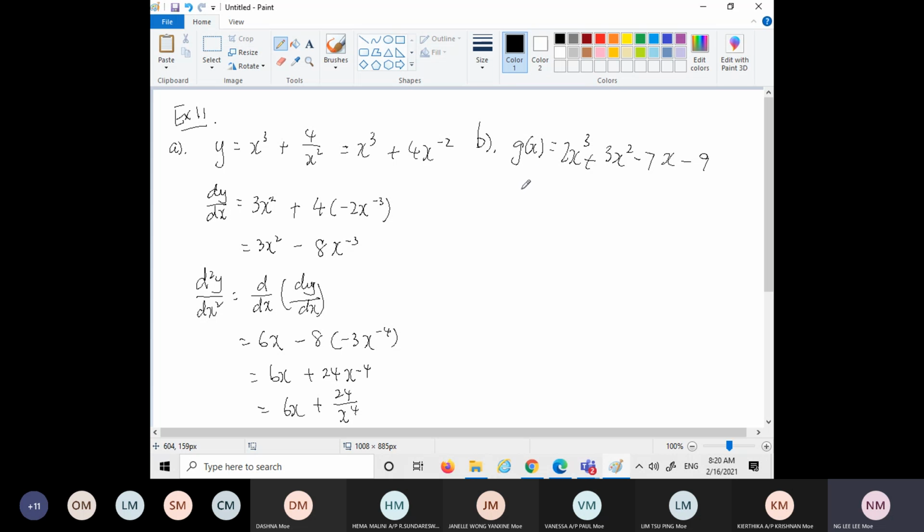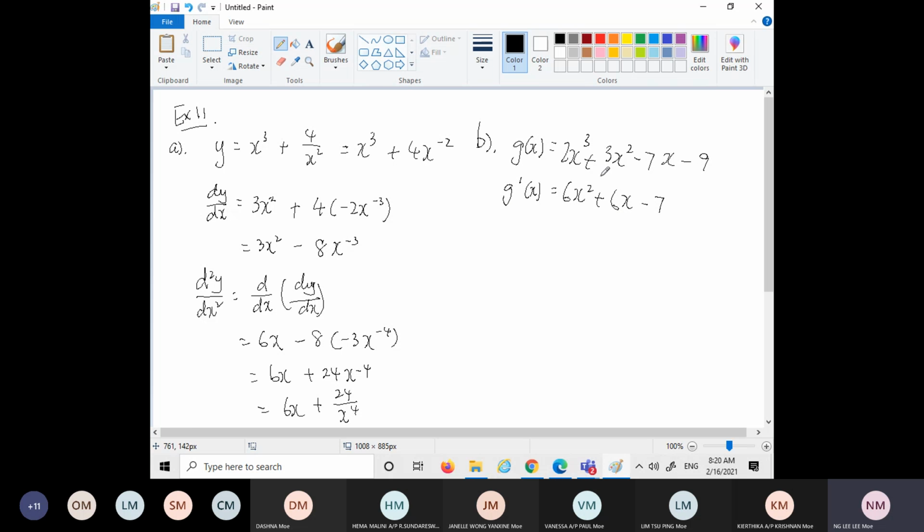Okay, first of all, they ask you straight away to find g double prime of 1/4. Before that, I have to find g prime x, which means differentiate the first time. 3 times 2, 6. Power minus 1: 3 minus 1 is 2. 2 minus 1 is 1, no need to write. Differentiate negative 7x, you get negative 7. Differentiate negative 9, you get 0, so no need to write.